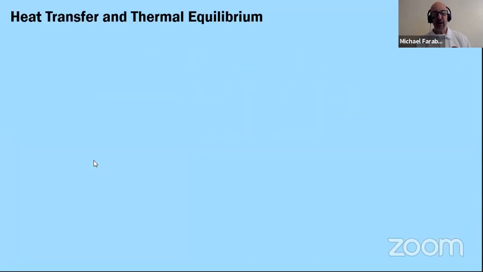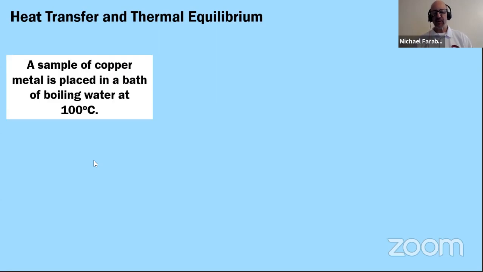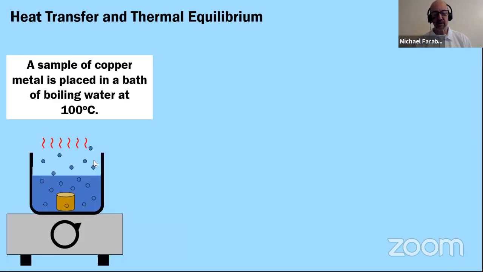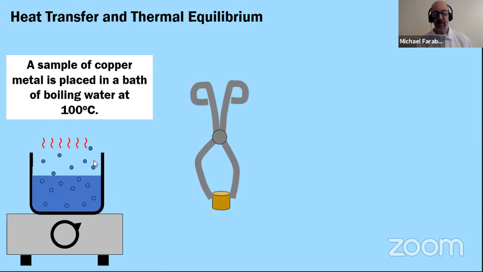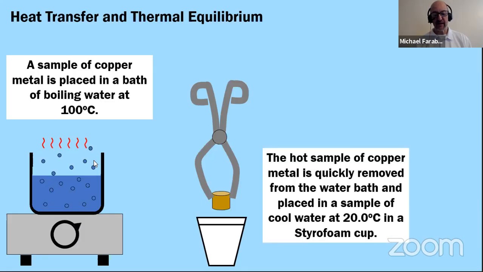All right, just a brief comment about heat transfer and thermal equilibrium. Suppose we have a sample of copper metal and we place it in a bath of boiling water at 100 degrees Celsius. Now we have this hot piece of copper metal. We take it out of the boiling water bath and quickly transfer it to a styrofoam cup that contains a sample of cool water at 20 degrees Celsius.